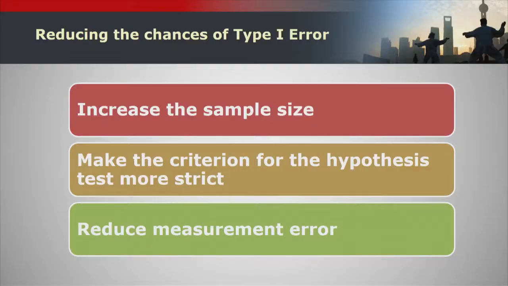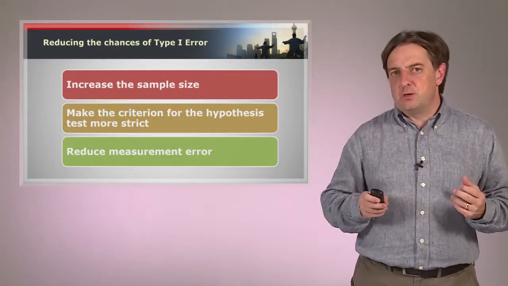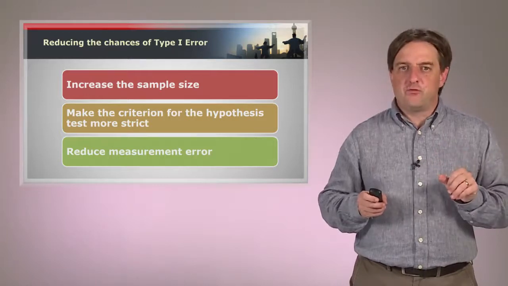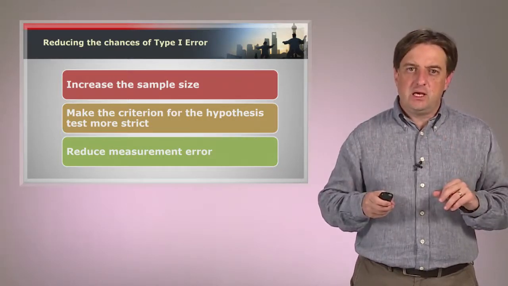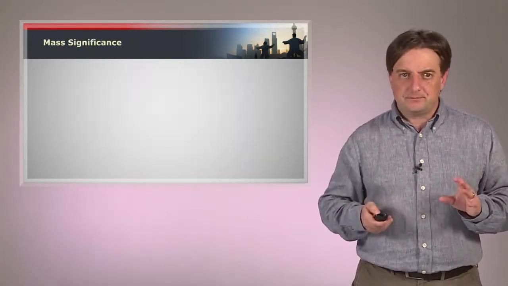And we can try to reduce measurement error. That's a little bit more technical, but if we measure our outcomes with more precision, with careful protocols and so forth to remove chance variation, that helps reduce the chances of a type 1 error.